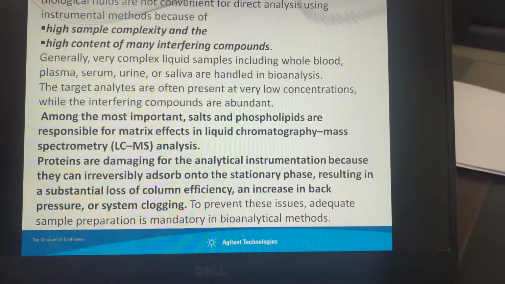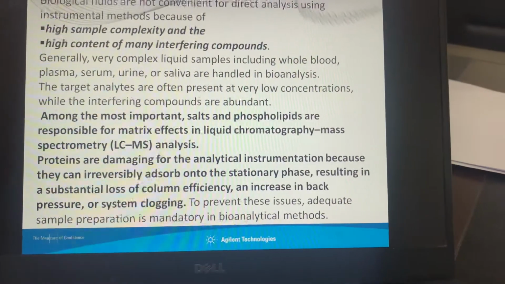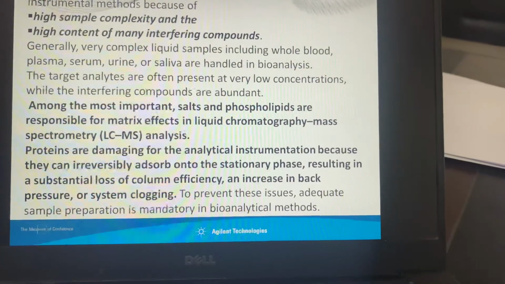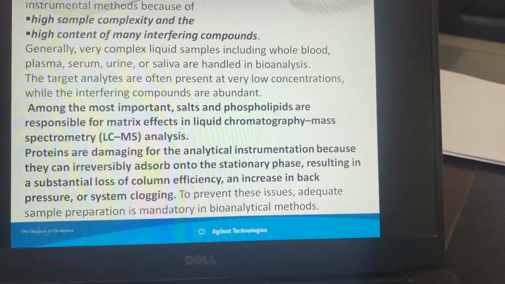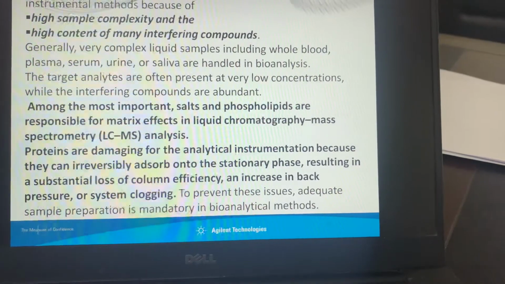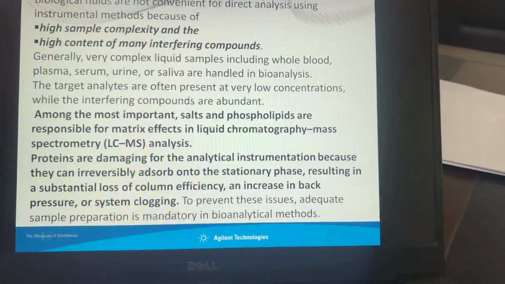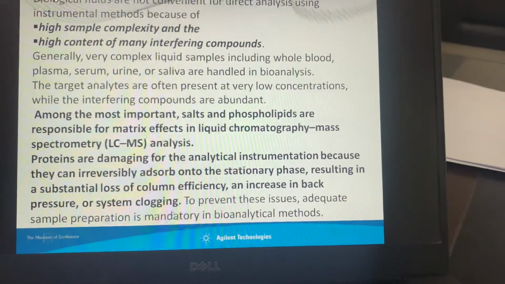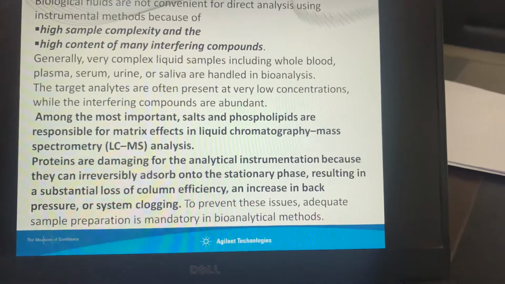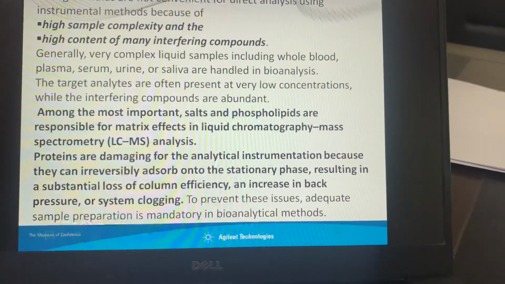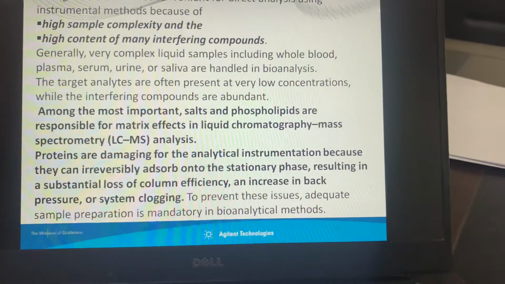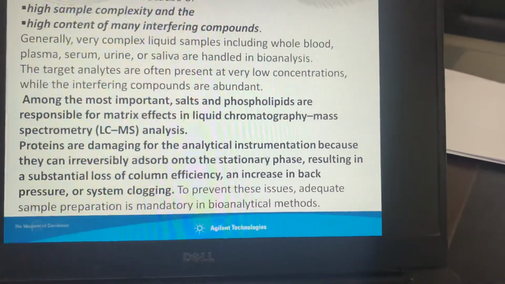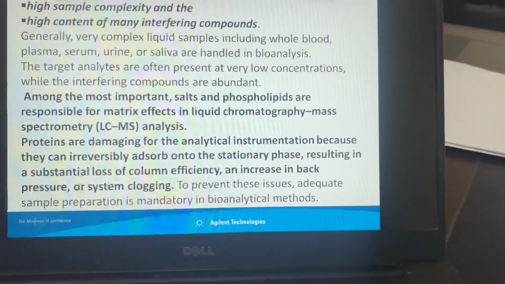Most important is that salts and phospholipids are responsible for matrix effects in LC-MS analysis, and proteins are damaging for the analytical instrument because they can irreversibly adsorb on the stationary phases. आपको याद होगा हमने इनिशियल स्लाइड्स देखी थी, वहाँ पे GC इनलेट के ऊपर भी प्रोटीन्स कैसे क्लॉग कर गई थी, resulting in substantial loss of column efficiency and increase in back pressure or system clogging. To prevent these issues, adequate sample preparation is mandatory for bioanalysis techniques.